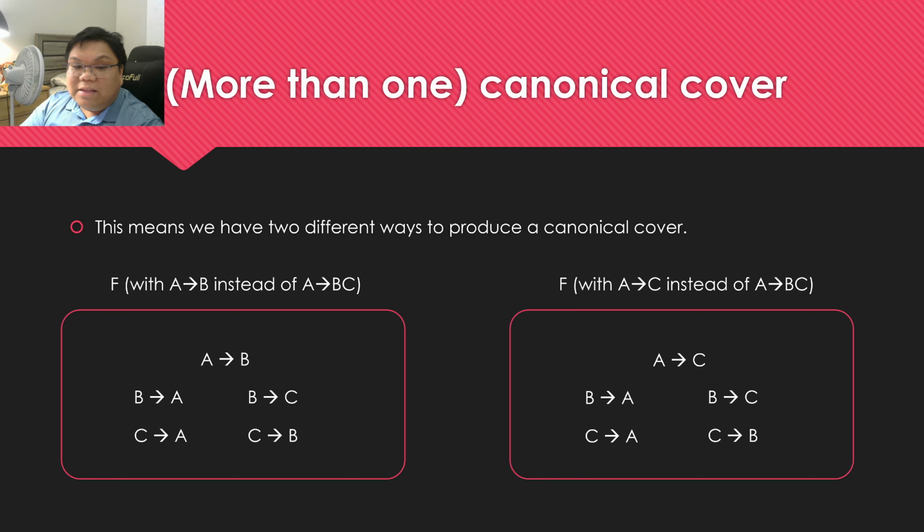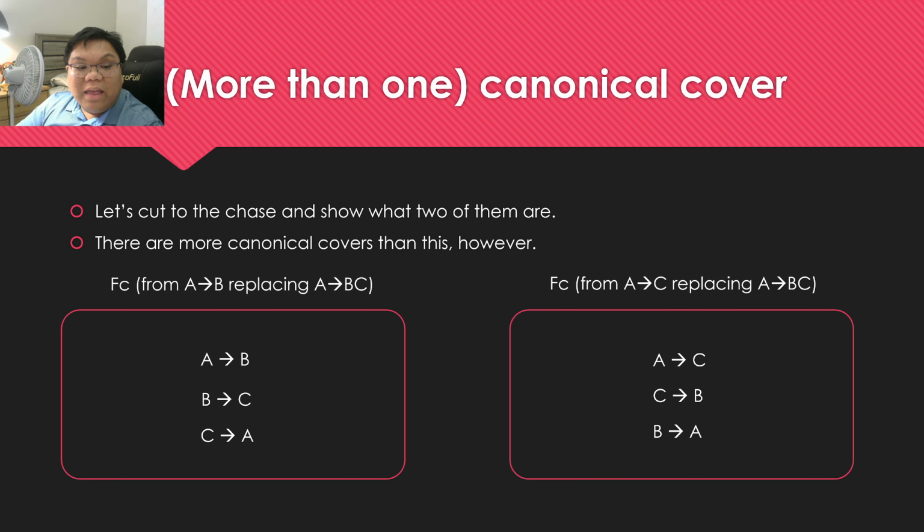I'm going to cut to the chase and show you what those two canonical covers look like, and here they are. A determines B, B determines C, C determines A, and A determines C, C determines B, B determines A. Thing is, the textbook says there are way more canonical covers than these two, and it challenges you to find yet another one. So, I'm going to have to end this slideshow here, and I think I'm going to have to save our discussion on fourth normal form for this week's later video.